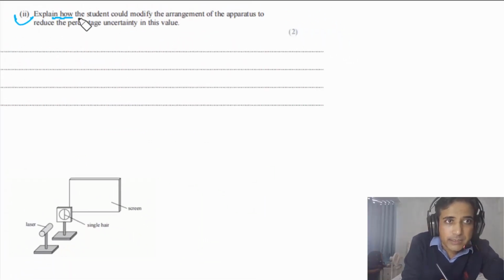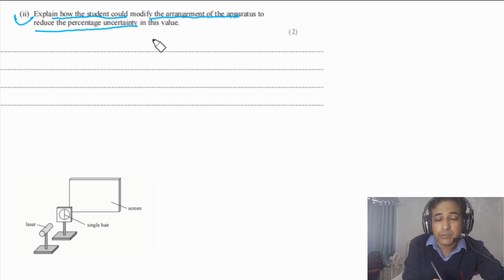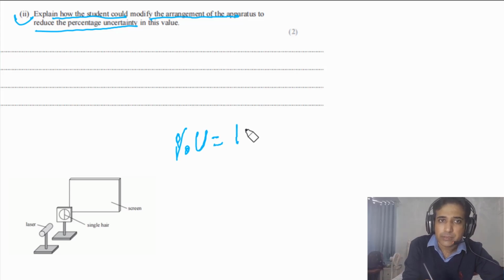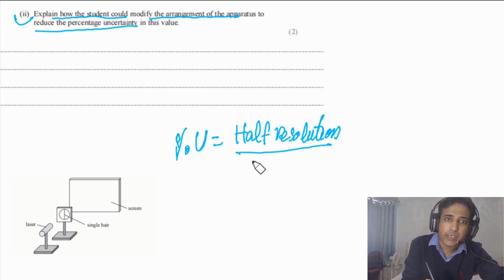The second part says explain how the student could modify the arrangement of the apparatus to reduce the percentage uncertainty in this value. So first of all, we need to understand how we calculate percentage uncertainty. Percentage uncertainty is equal to half resolution divided by measurement, multiplied by 100.